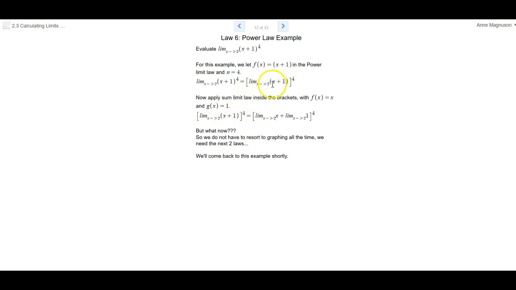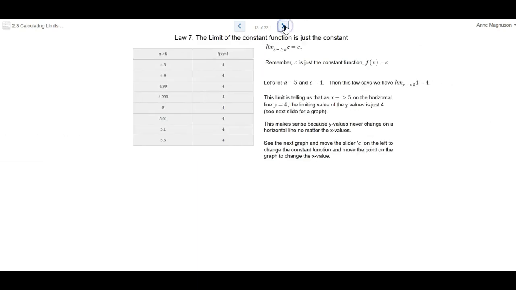So I can apply the sum law that we just saw. So what's inside here is equal to the limit as x approaches 2 of x plus the limit as x approaches 2 of 1. But now we're going to look at 2 other laws that will help us definitively say what these are. Looking at graphs, we've pretty intuitively figured out what they are, but this law is going to firm it up for us. So we're going to look at 2 more laws before we answer this, and we'll be back to this problem in a minute. So the first one we need to look at involves a limit of the constant function.